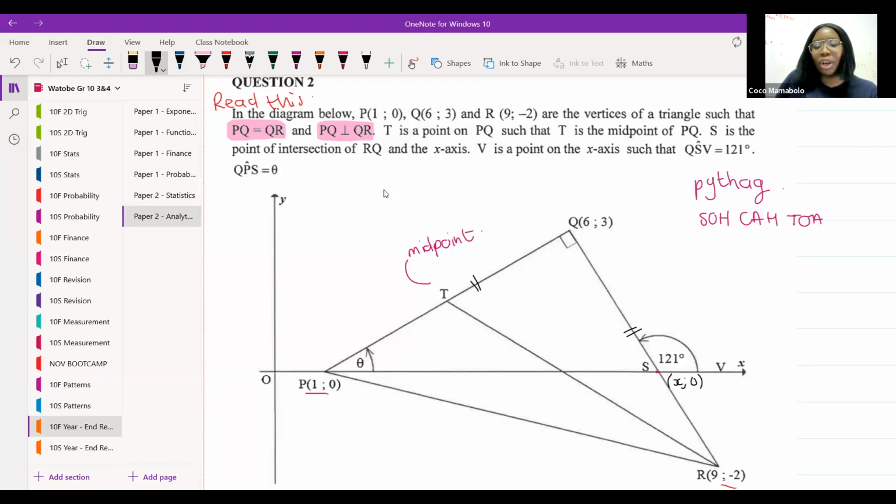Okay, V is a point on the x-axis such that QSV, so they're telling us about this angle, QSV, that one is 121 degrees. We're not sure what that sentence means. Maybe you can help us out. Okay, QPS is also theta. So we know somewhere along the lines, we're going to have to use some of these formulas to figure this stuff out. All right, let's get into the questions.